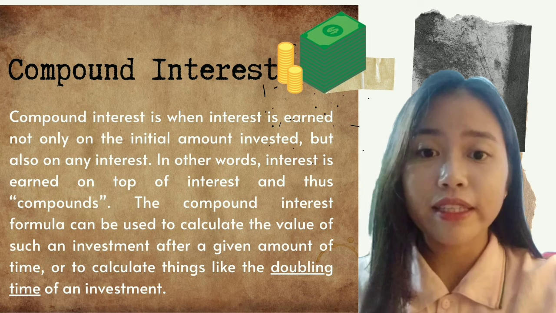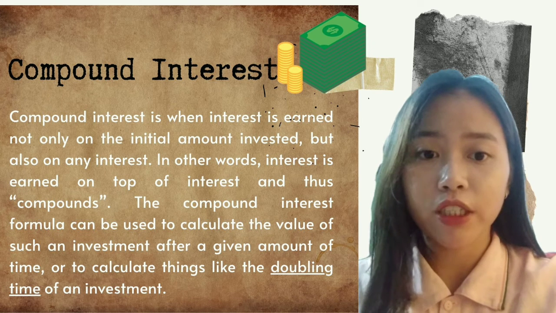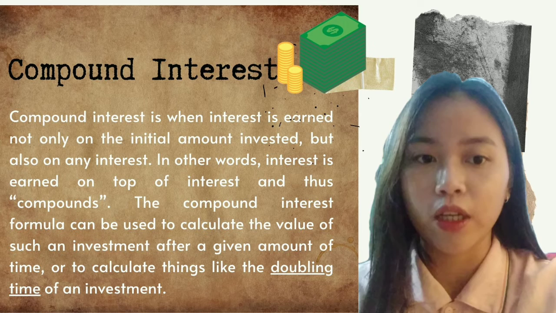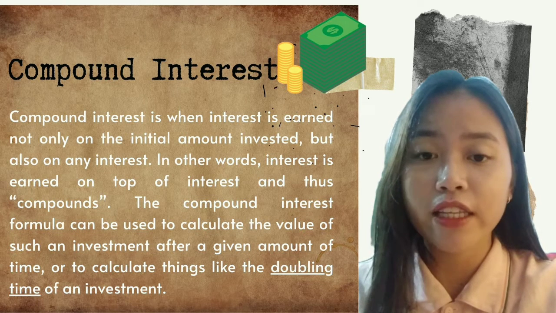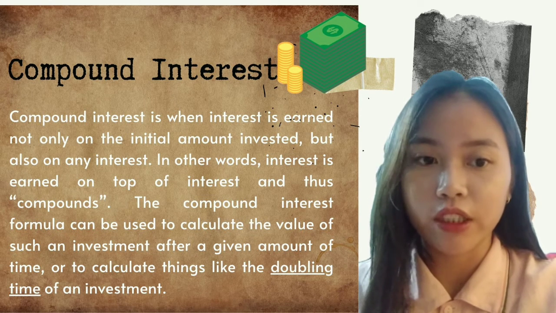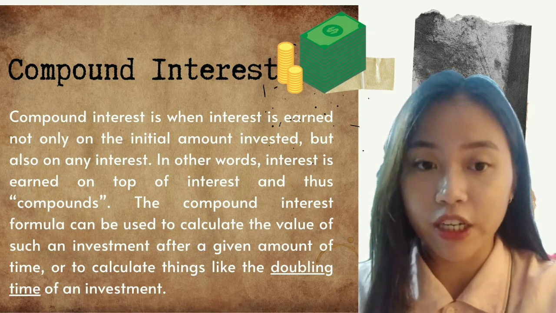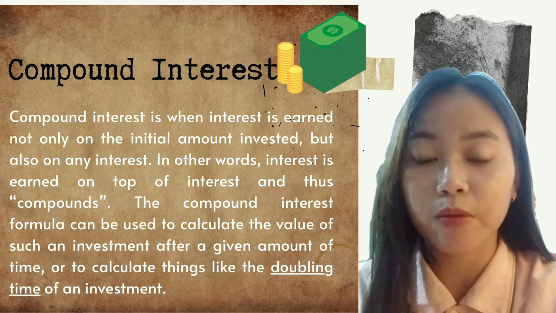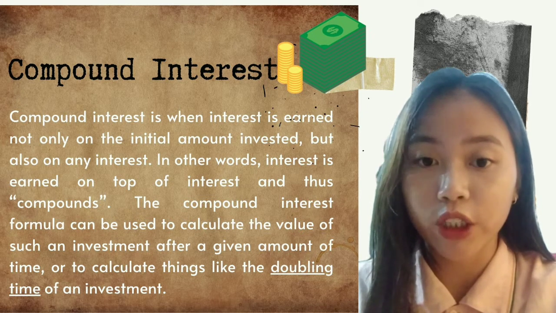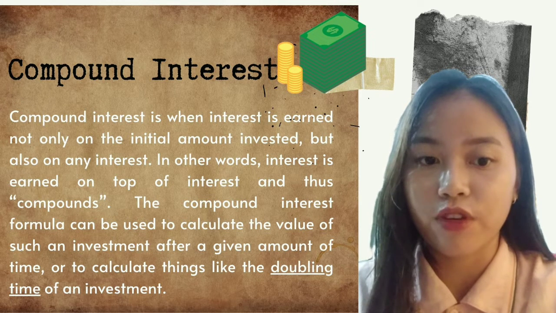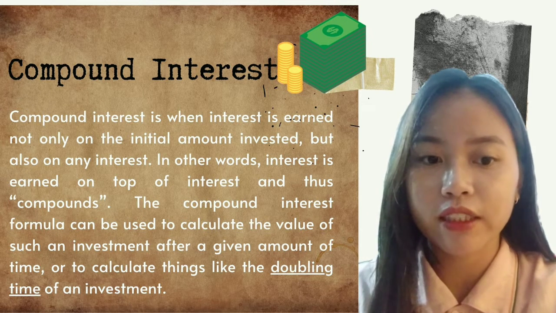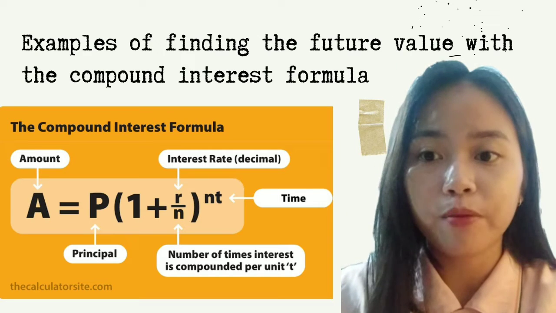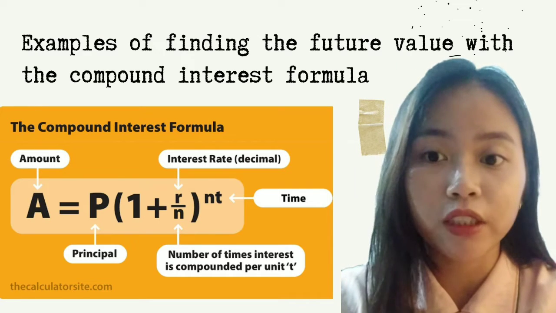Let's start! What is compound interest? Compound interest is when interest is earned not only on the initial amount invested but also on any interest. In other words, interest is earned on top of interest and thus compounds. The compound interest formula can be used to calculate the value of such an investment after a given amount of time, or to calculate things like the doubling time of an investment.